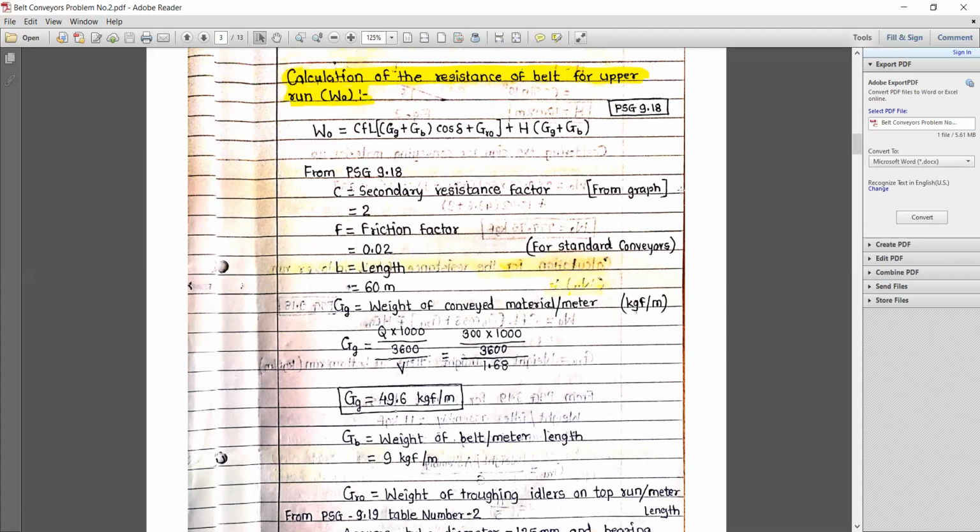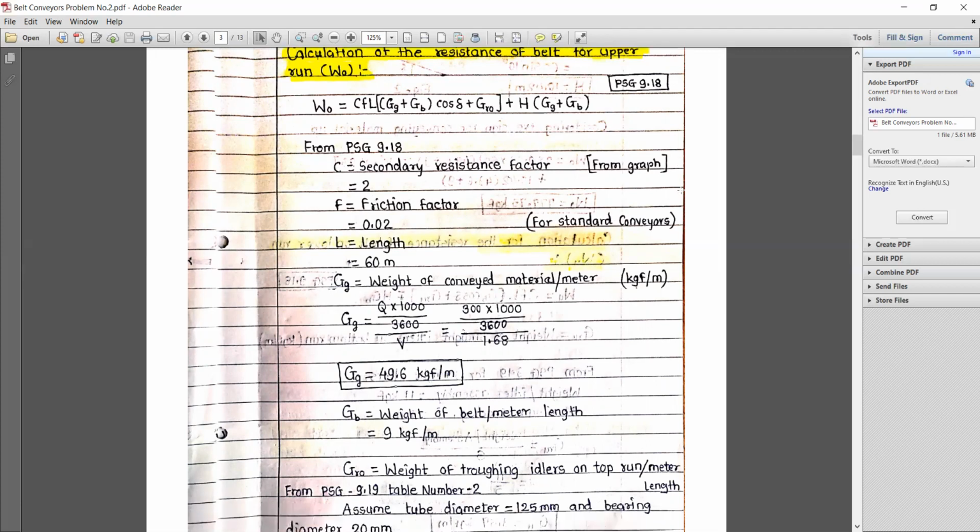GG, that is the weight of conveyed material per meter, in kgf per meter. Now it has to be converted. For that, the formula we use is Q multiplied by 1000 divided by 3600, and the whole term divided by velocity. So 300 multiplied by 1000 divided by 3600, the whole term divided by 1.68. So the weight of conveyed material per meter is 49.6 kgf per meter.